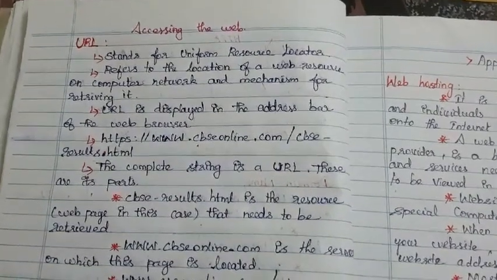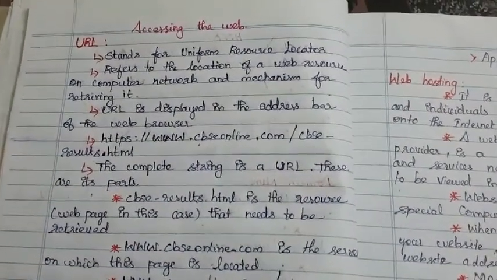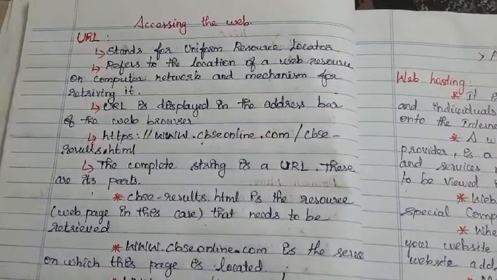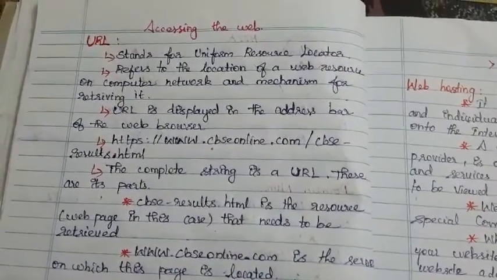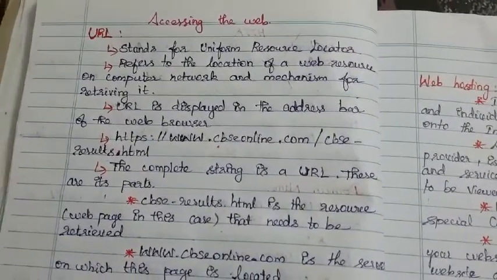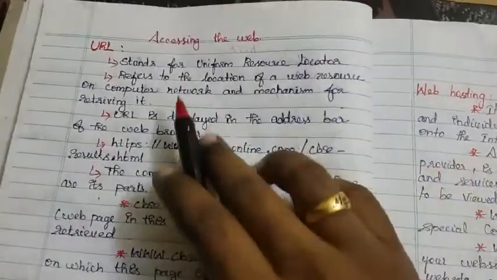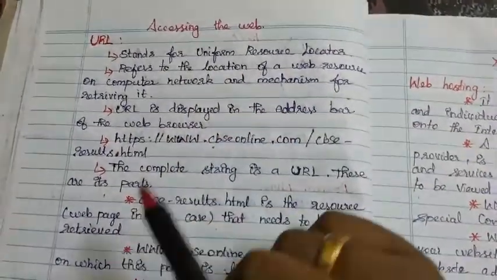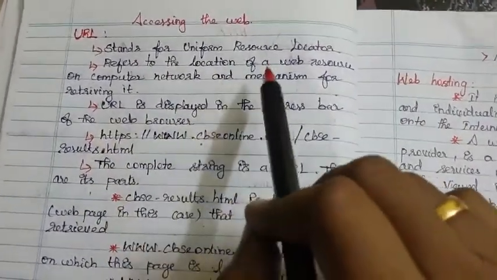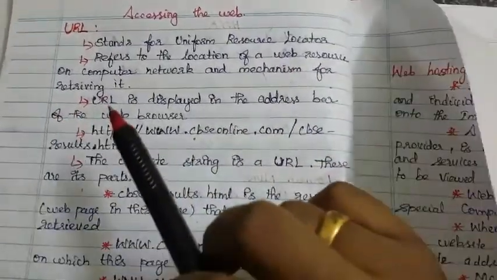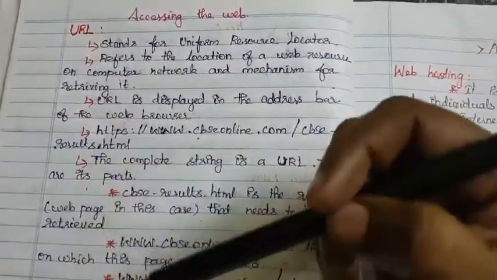Hello everyone. In this video we are going to see how to access the web. So in that we are going to see about URL first. URL stands for Uniform Resource Locator. It refers to the location of a web resource on a computer network and the mechanism for retrieving it.